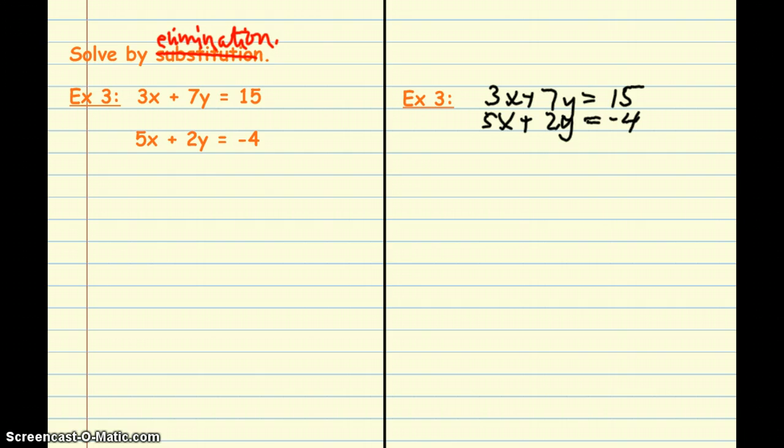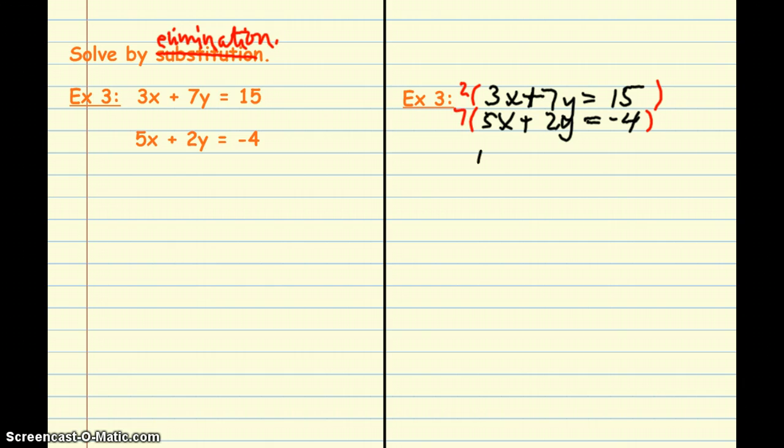Now I want to take a look at this and see if there's opposites anywhere, because if there's opposites, I'm just going to have to add my equations once I get opposite terms in there, but I don't. It's all adding and it's all positives. So I'm just going to choose to eliminate the y values. In order to do that, I have to figure out a number that both 7 and 2 go into, 14. So I'm going to multiply my entire first equation by 2 and my entire second equation by 7.